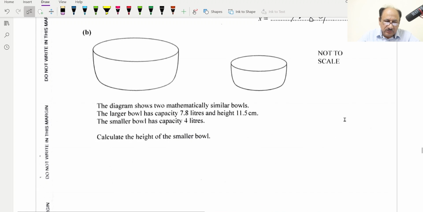So this B part is also a diagram not to scale. The diagram shows two mathematically similar bowls. The larger bowl has a capacity of 7.8 liters and the height is provided. The similar bowl has a capacity of 4 liters, smaller, sorry. Calculate the height of the smaller bowl.